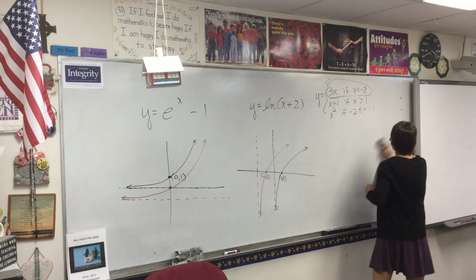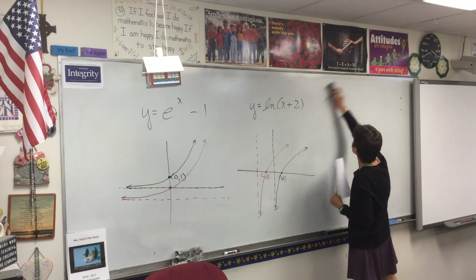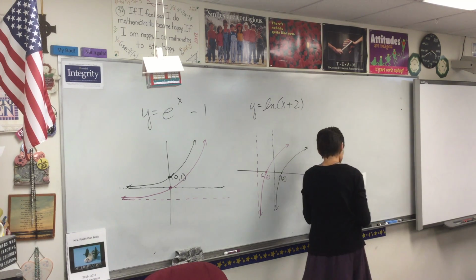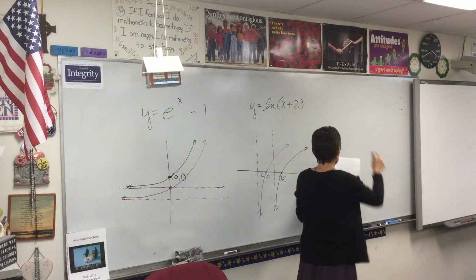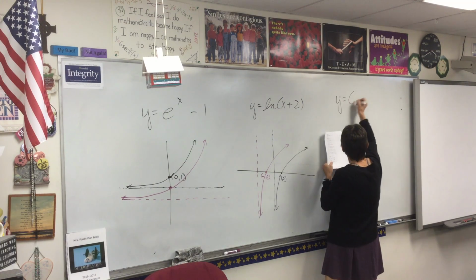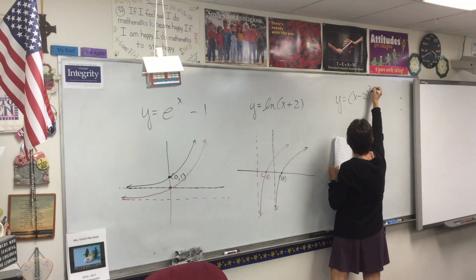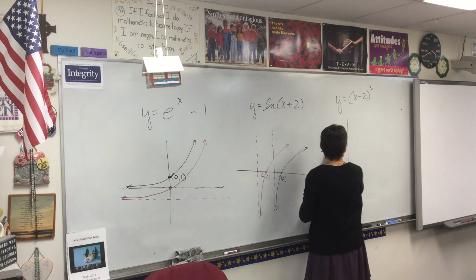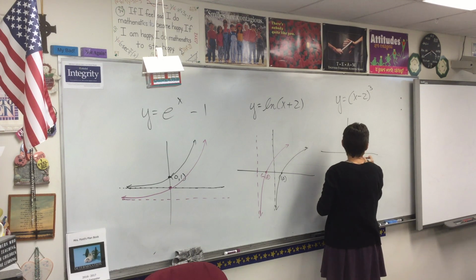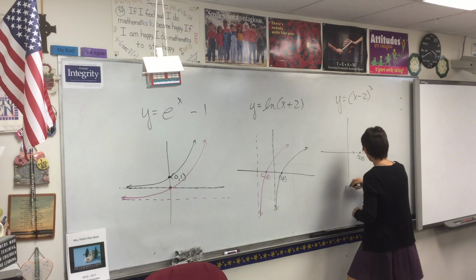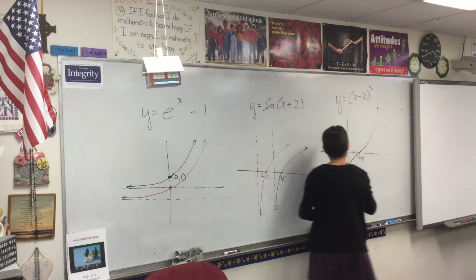Luckily, J and K aren't tricky at all. What shape is J? Cubing. It's a cubing function. And where's it going to squiggle through? Positive 2. So it's going to be right over here at (2, 0), squiggling through. There we go.